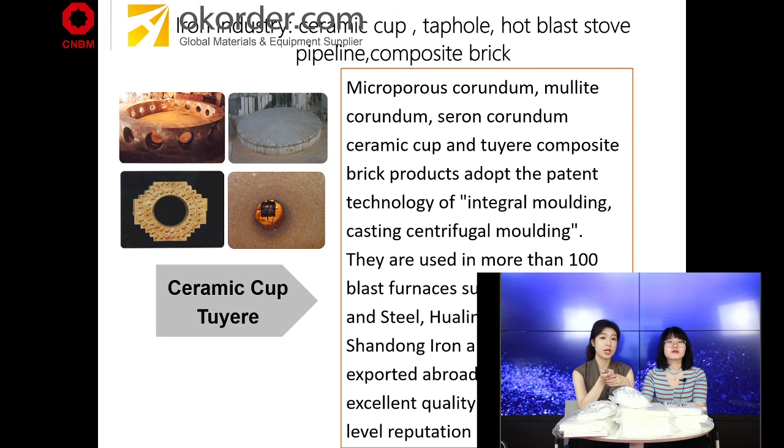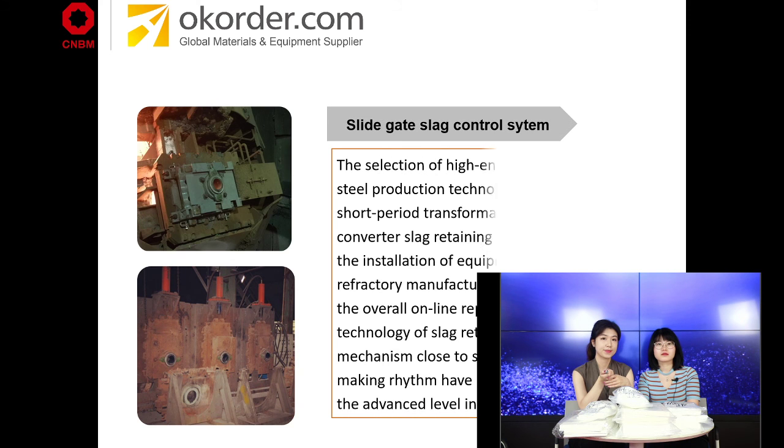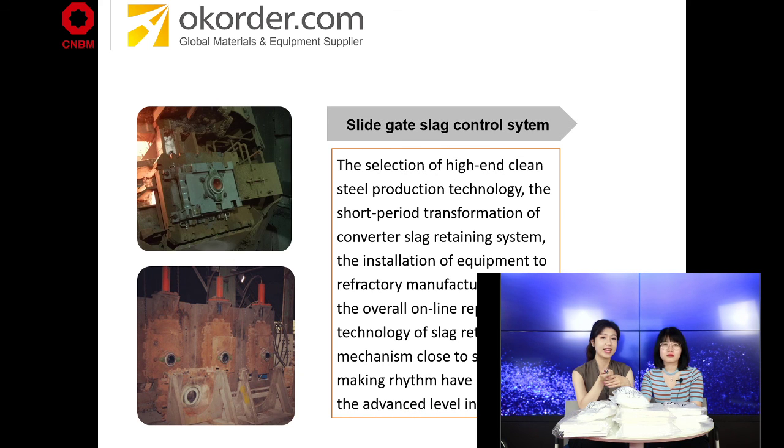And this is ceramic cup tuyere. It's also used in the iron industry, widely used in this kind of industry. And this is slide gate slag control system. This kind of system is used to control the slag.